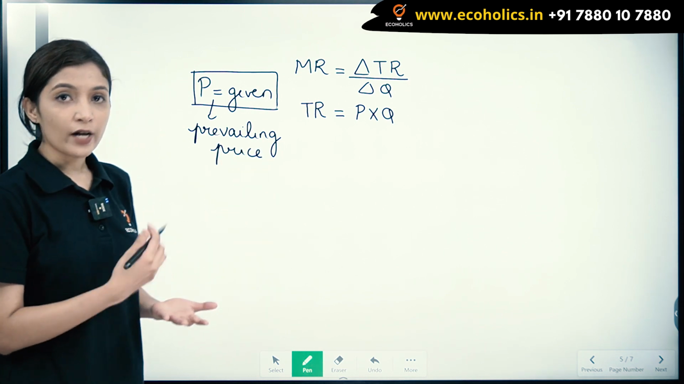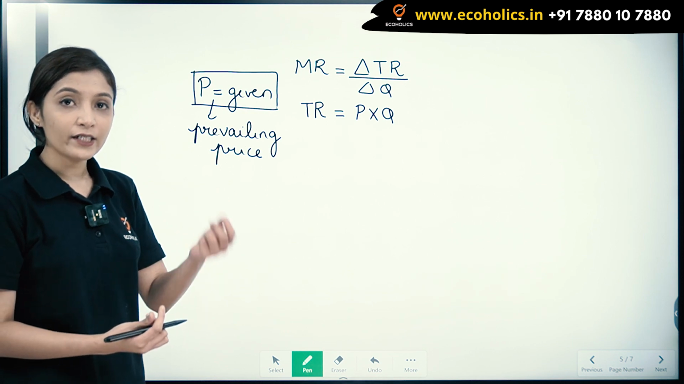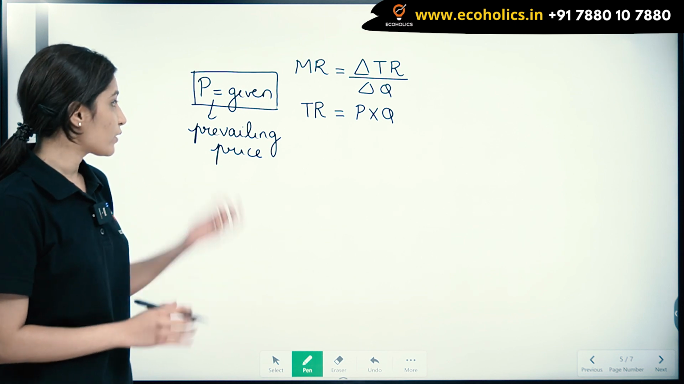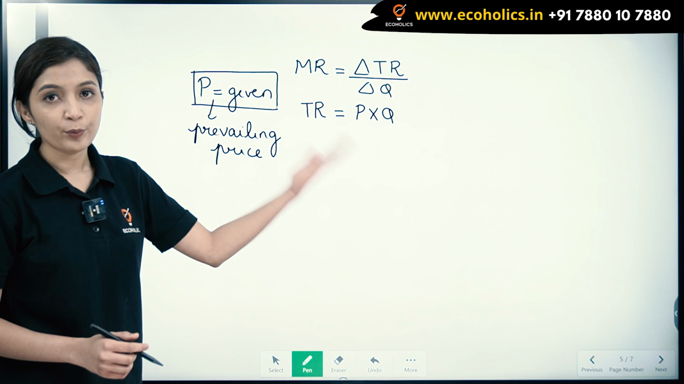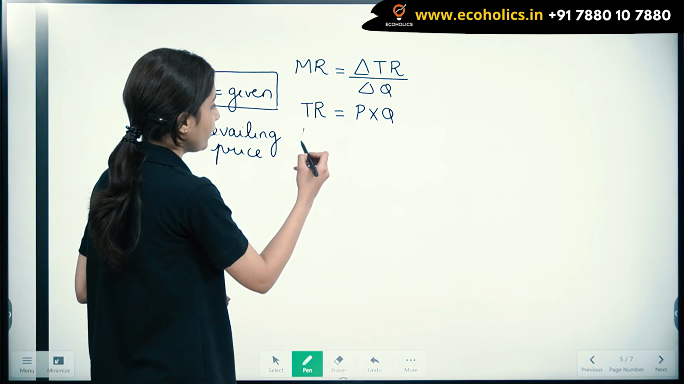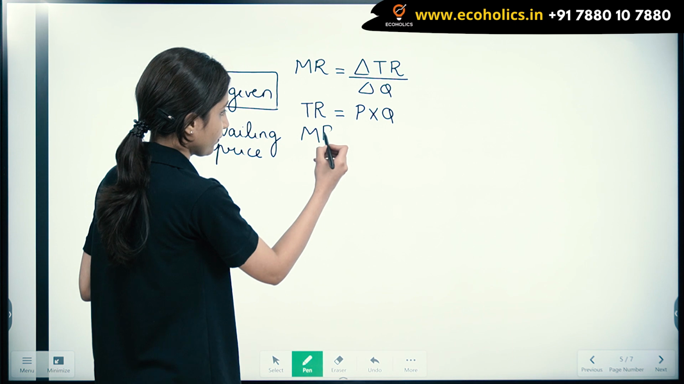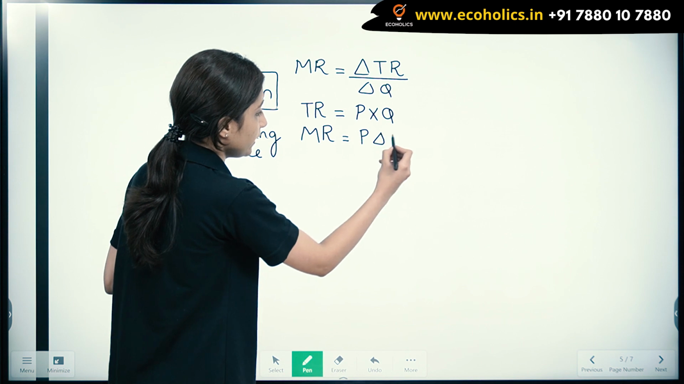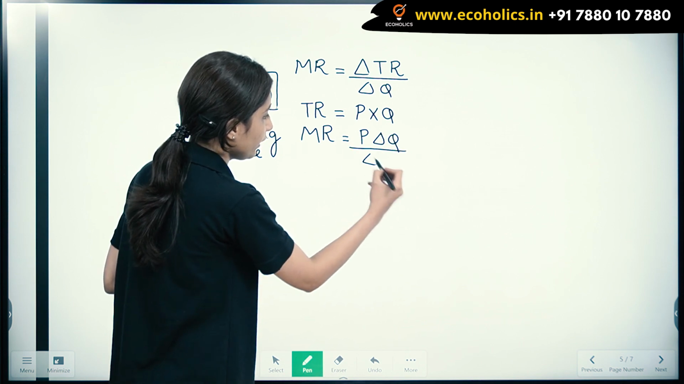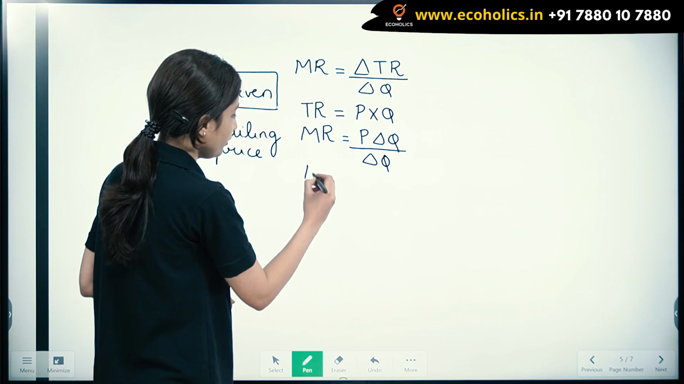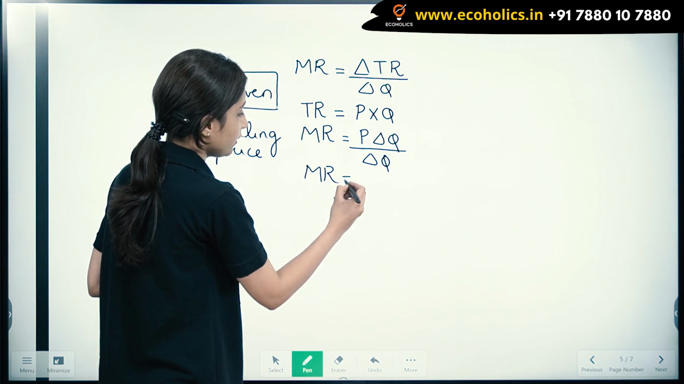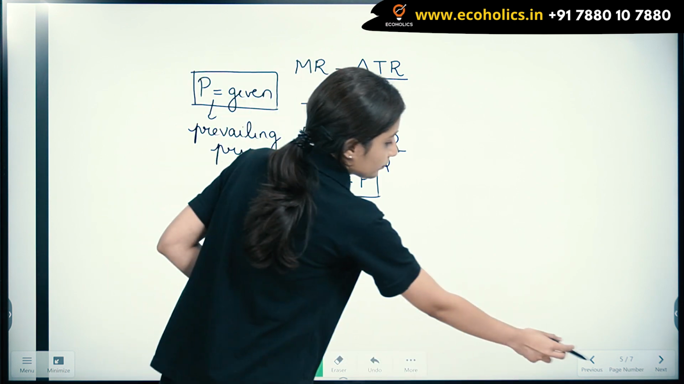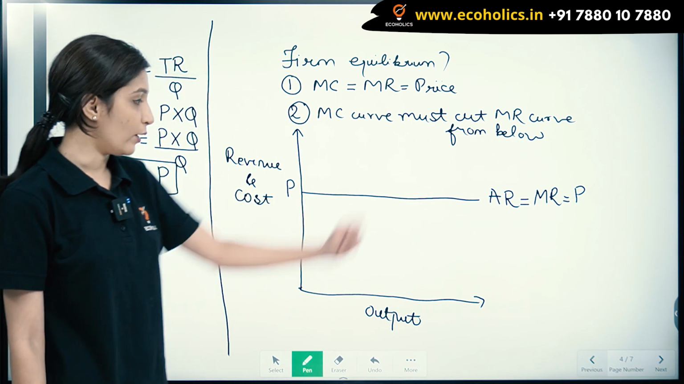Because if the firm tries to sell his output at a price slightly above the prevailing price, he will lose all his customers to his rivals. So therefore, P is given in case of perfect competition. Therefore, when we find the change, MR is equal to P into delta Q divided by delta Q. And therefore, MR is equal to P in case of perfect competition. I hope you understand this now.